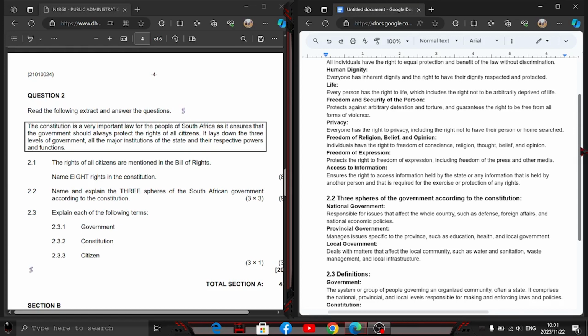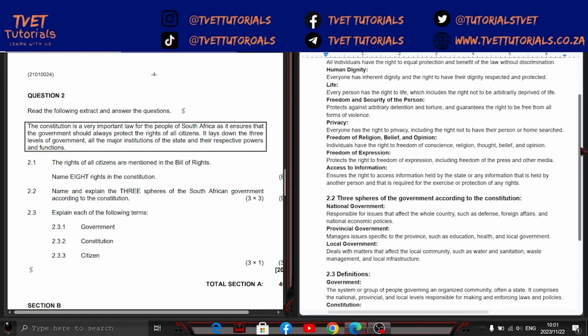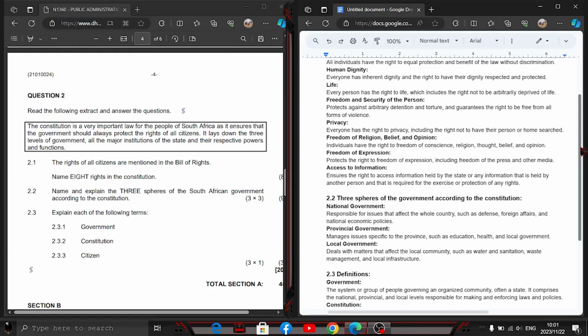You understand? So the first level of government is national government, right? This type of government is responsible for issues that affect the whole country, such as your defense, your foreign affairs, your national economic policies, stuff like that. That is where you have your presidency, right?